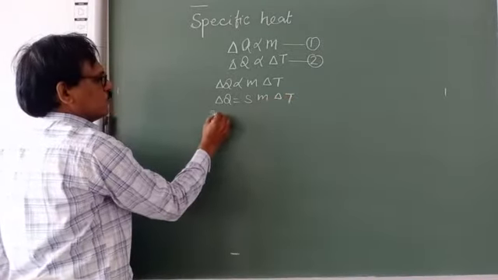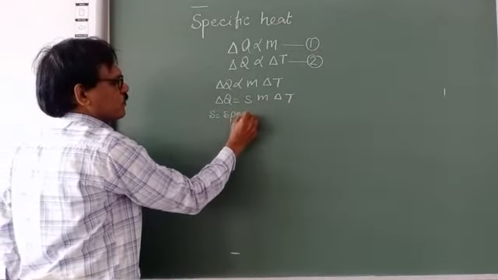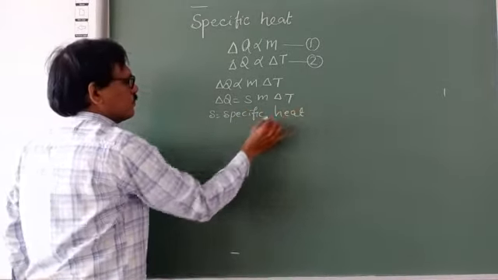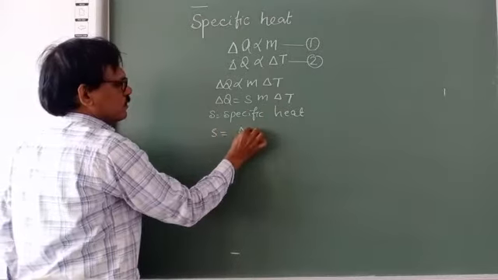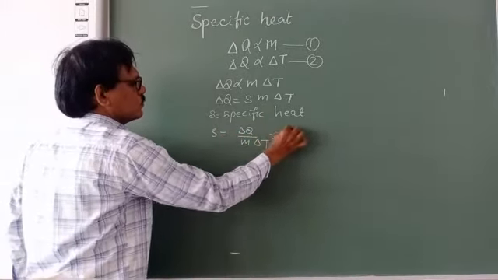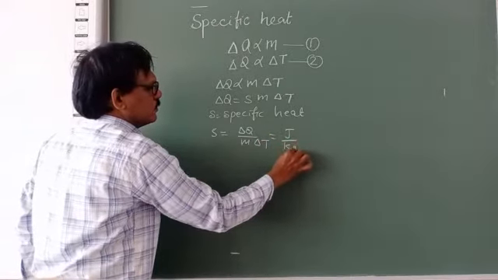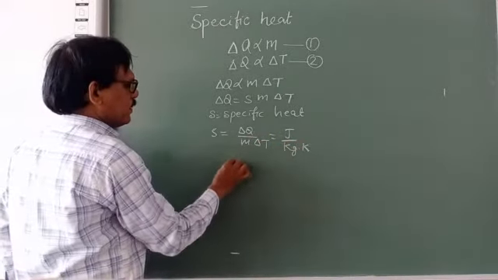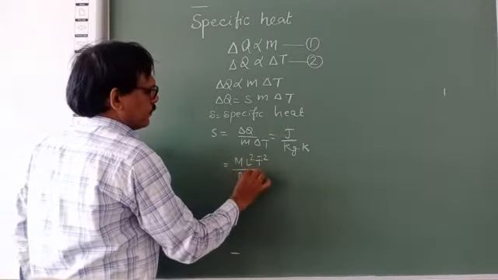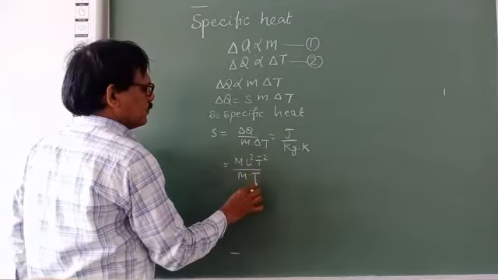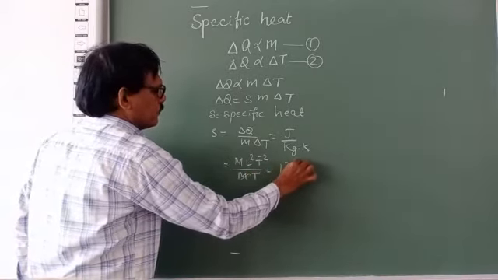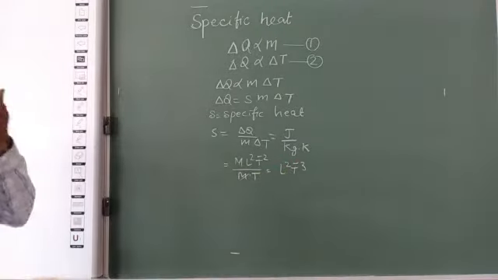This S is called the specific heat of solid. The unit of specific heat will be delta Q upon M into delta T, which is equal to Joule per kg into Kelvin. You can write the dimension also: M L2 T minus 2 upon M and T. So this M will cancel, and L2 T minus 2 K minus 1 will be the dimension of specific heat.